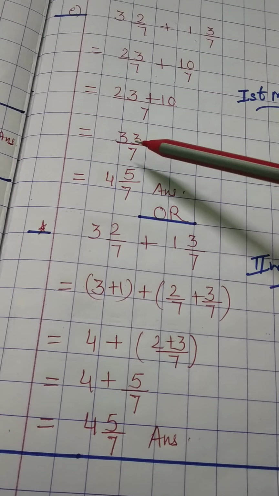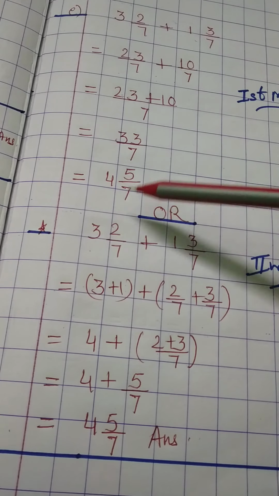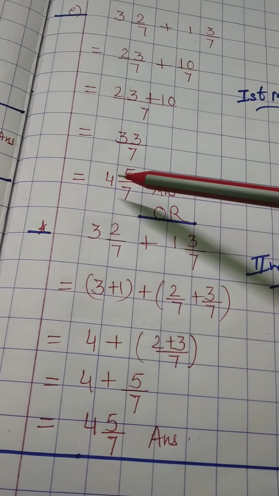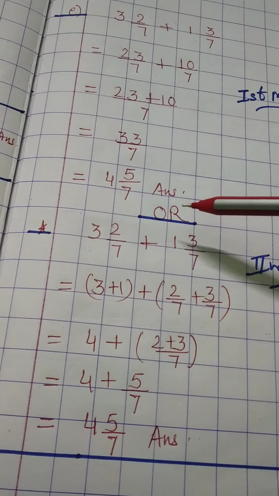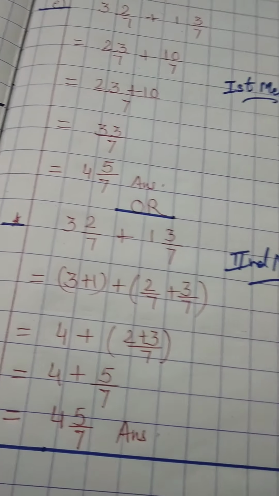Then it is an improper fraction. So I have changed this improper fraction into a mixed fraction. 4 sevens are 28, remainder 5. So this is the answer. This is from the first method, right?